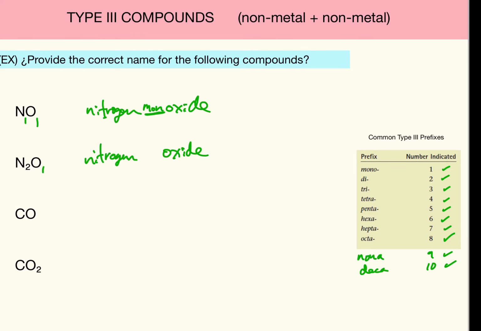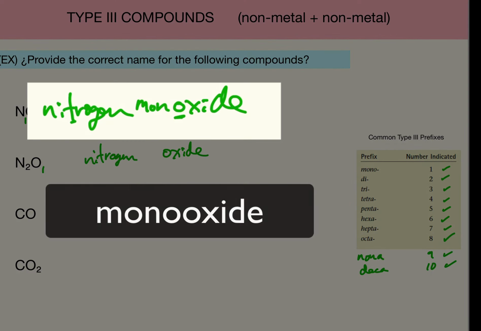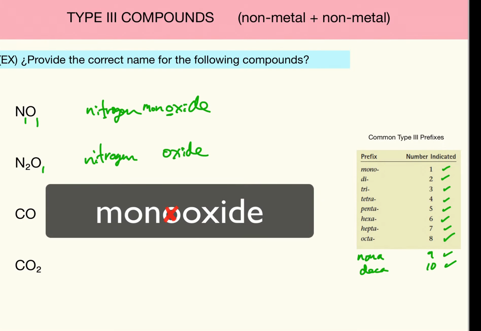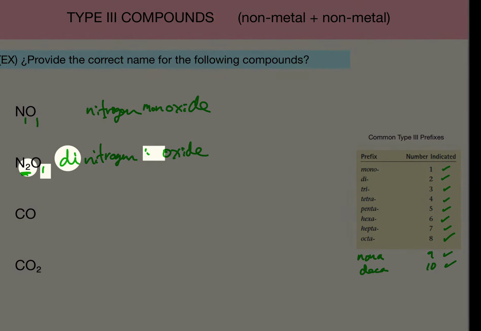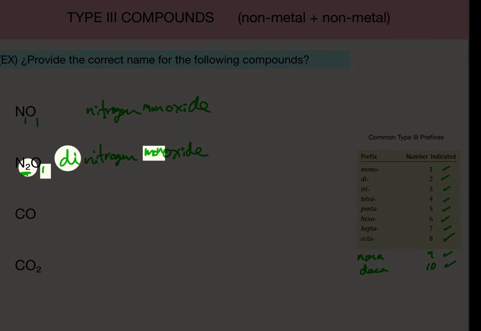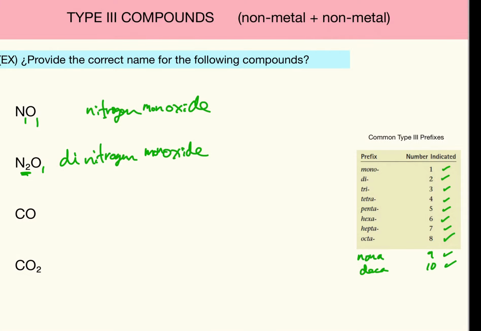Those will be given. By the way, a little inside ball, oxygen starts with a vowel and mono ends with a vowel, so normally one of those vowels is dropped. So in this case, the compound becomes nitrogen monoxide, not nitrogen monooxide. How about the second one? It is dinitrogen monoxide. These are probably the easiest to name.